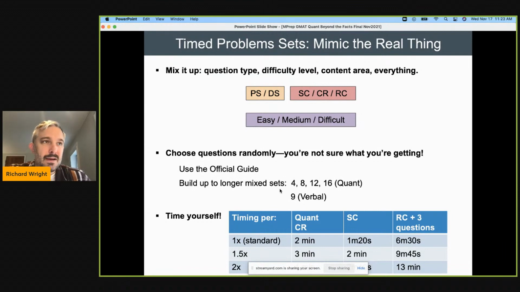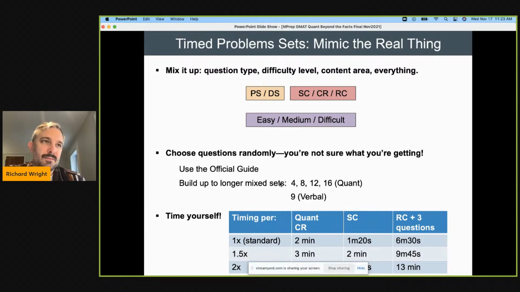You do want to maintain a time limit. Time limits are 2 minutes for a quant question or a critical reasoning question, a little bit under 1.5 minutes, about 1:20 minutes for sentence correction. And a reading comp passage plus 3 questions is 6.5 minutes. That's about 2 minutes for the passage and about 1.5 minutes for each question. And we also give the time limits down here for if you have extra time. So if you have 50% extra time or double time.